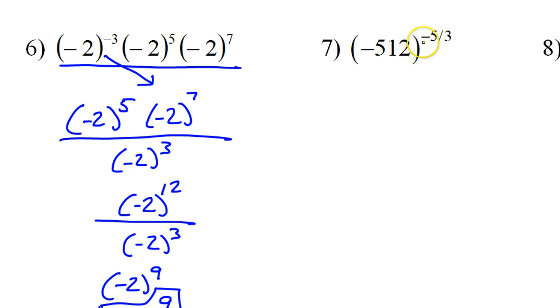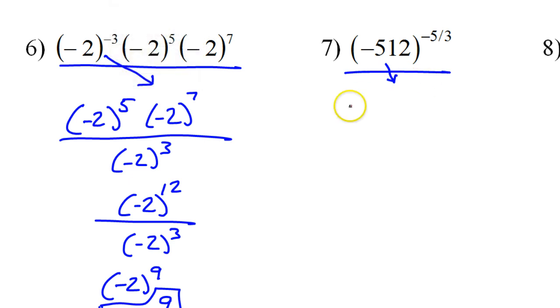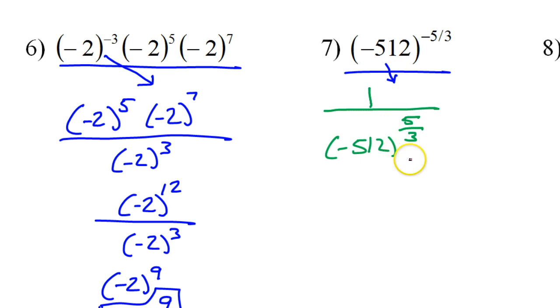What is going on here? This negative power, once again, means you drop it like it's hot. I feel like I need to change colors. I'll just change to green. So if I do this, I drop it down. So that's going to leave me with 1 over negative 512 to the 5 over 3 power. I need more space. Okay, I dropped it down.